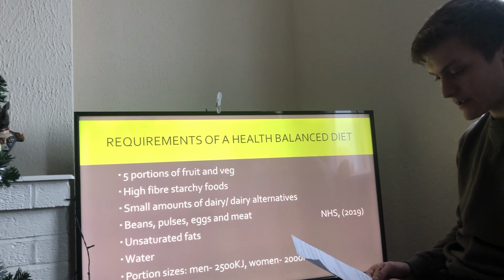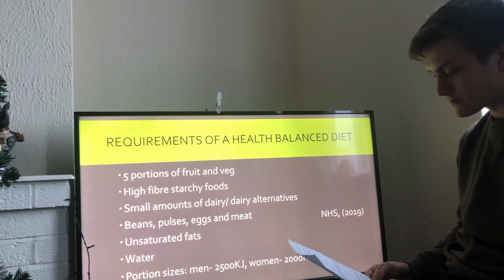unsaturated fats. It is suggested that we have 6 to 8 glasses of water a day. Low saturated fat, sugar and salt diets are recommended. Portion sizes change relating to age. However, the NHS recommends that men have 2,500 calories and women have 2,000 calories.